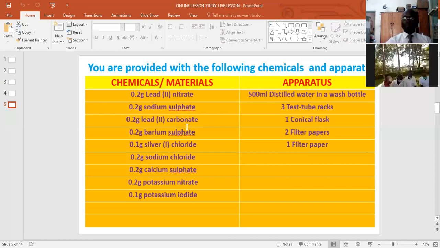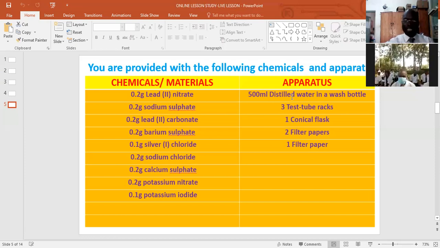That was Ian Mahindu. We also have Kahimika Ian. Read for us the apparatus. Apparatus: 3 test tube racks, 1 conical flask, 2 filter papers, 1 filter paper.